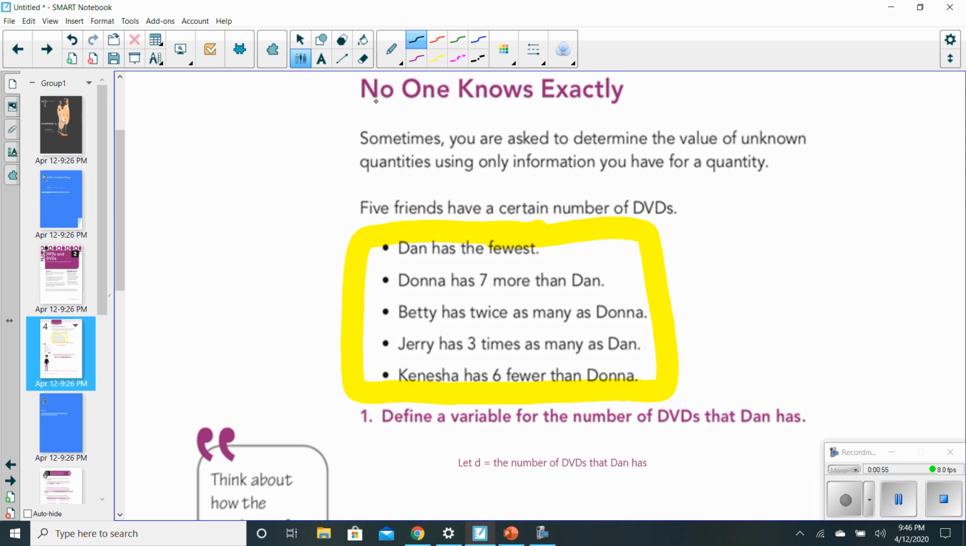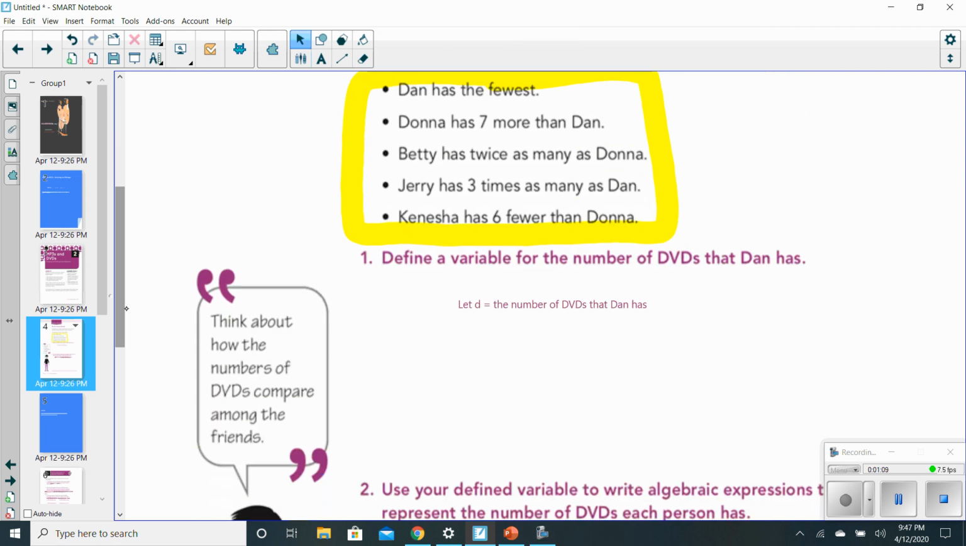So basically what this is talking about is it says sometimes you are asked to determine the value of an unknown quantity using only information you have for a quantity. So you're given all of this information, and if we actually scroll down, you're going to see that we're looking to define a variable. And the variable that we're trying to define is a DVD. And we want to know how many DVDs that Dan has. Well, it just says that Dan has the fewest. So there's actually no number associated with him. He has no number next to him. So we're just going to say that the number of DVDs that Dan has is D. Now, I know that can be confusing because Dan's name starts with a D, but when we talk about D, we're talking about the number of DVDs.